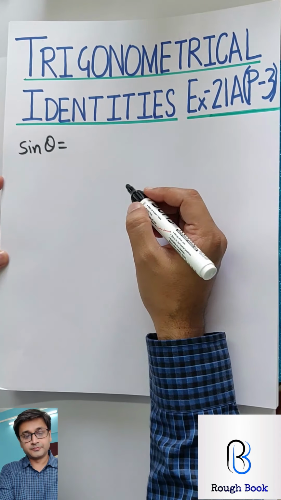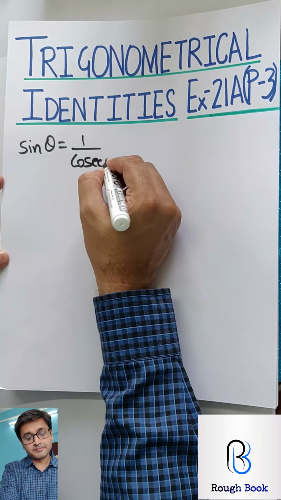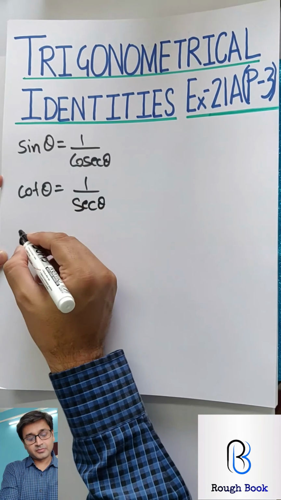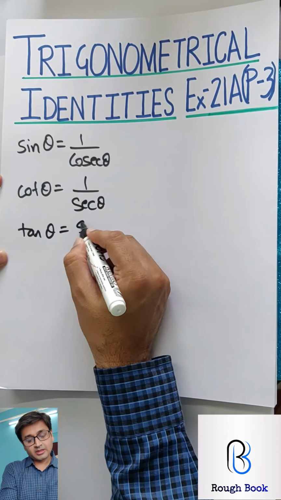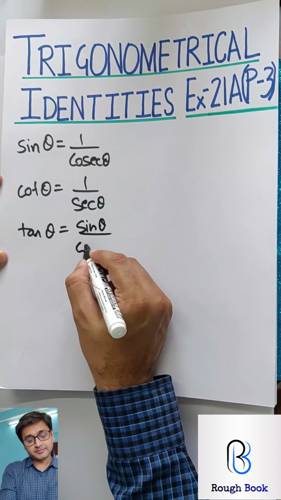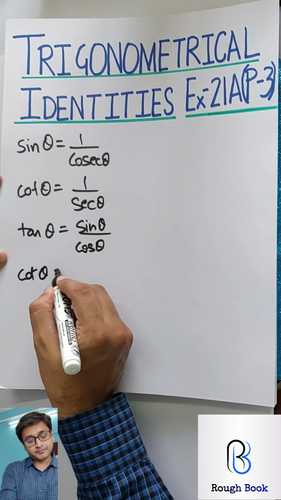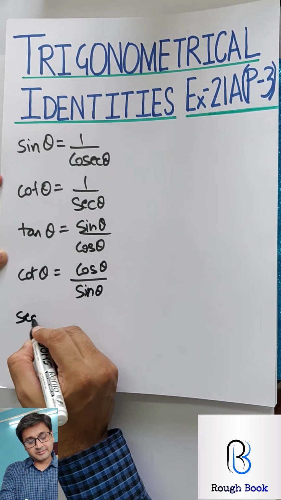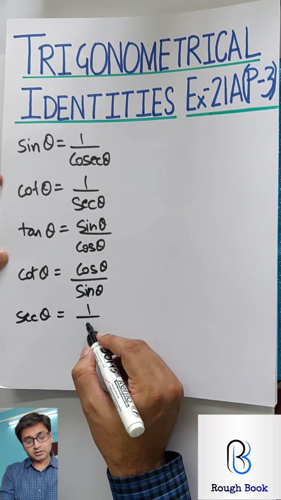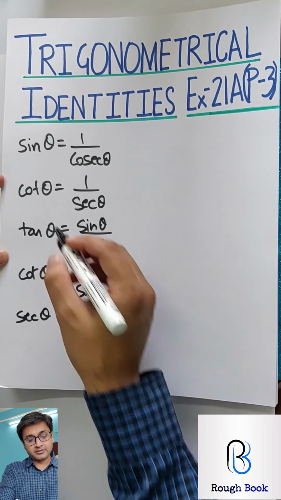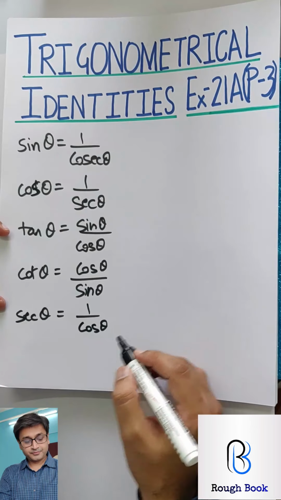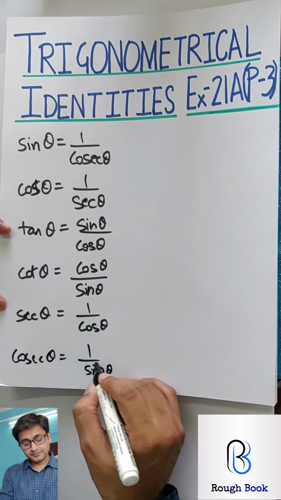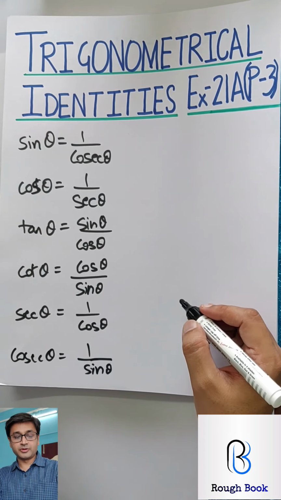Sine theta equals 1 upon cosec. Cos is 1 upon sec. Tan is sine upon cos. Cot is cos upon sine. Sec is 1 upon cos. I made a mistake here, no? This should be cos, not cot. And finally cosec is 1 upon sine. So shall we remember all these six ratios very well?